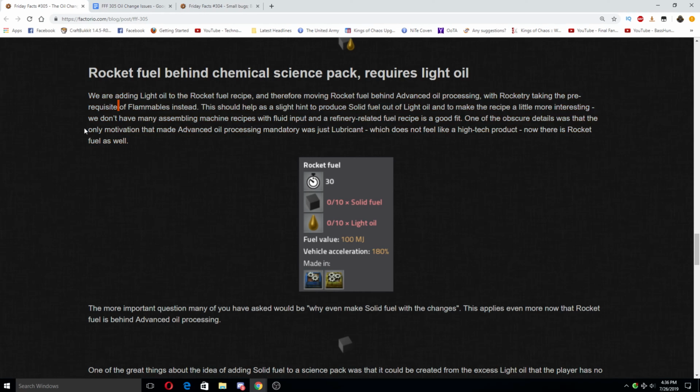With advanced oil, you have to deal with 5 liquids. You have to deal with oil, which you're still going to need, water, heavy oil, light oil, and petroleum. With basic oil processing, you eliminate 3 of those 5. You only need to deal with the crude oil and the petroleum. So because you only have 2 fluids to worry about, you don't need all those extra pipes. You're just going to produce all this petroleum gas at a much lower UPS cost.